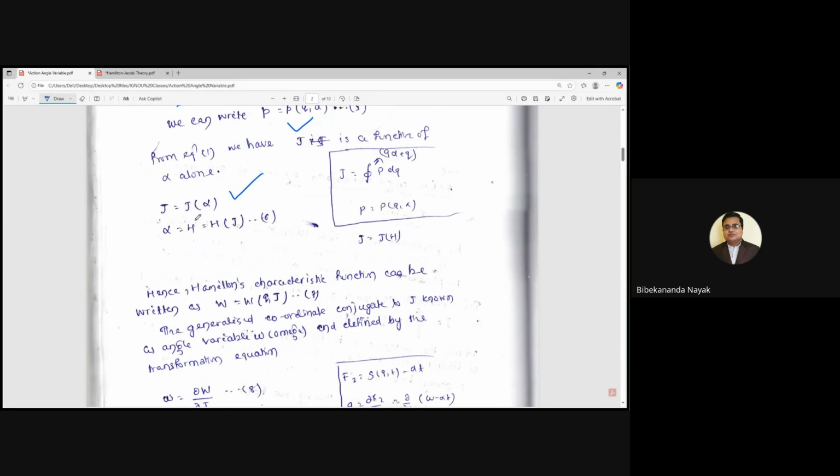So we can say, in the reverse way, alpha is a function of J. And since the Hamiltonian equals alpha, we can say the Hamiltonian is a function of J. Okay, are you getting my point? This is somehow easier using the formula. Hello? Yes, sir.